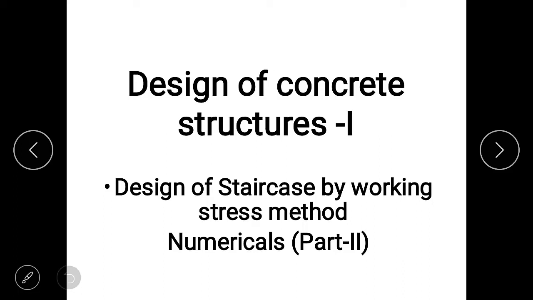Good morning, students. Our subject is Design of Concrete Structure 1. Our today's topic is Design of Staircase by Working Stress Method.